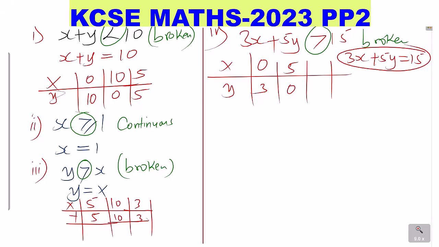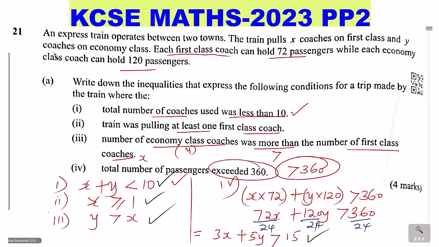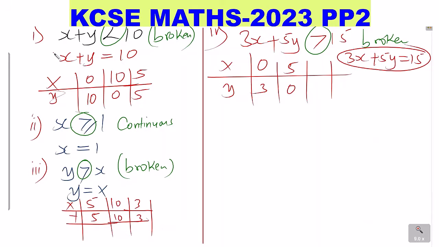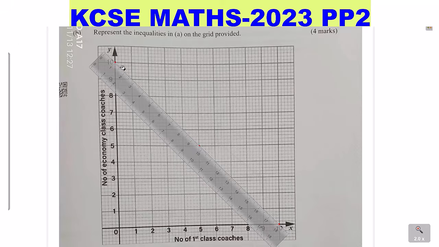You can use those to draw the line. Now that we have all the points, we go to the first inequality, x plus y is less than 10. We draw that line using the points 0, 10, 10, 0, and 5, 5. So go to the graph. We have 0, 10 here, then 5, 5, and 10, 0. Join them, and don't forget that the line should be broken. So you draw that broken line.